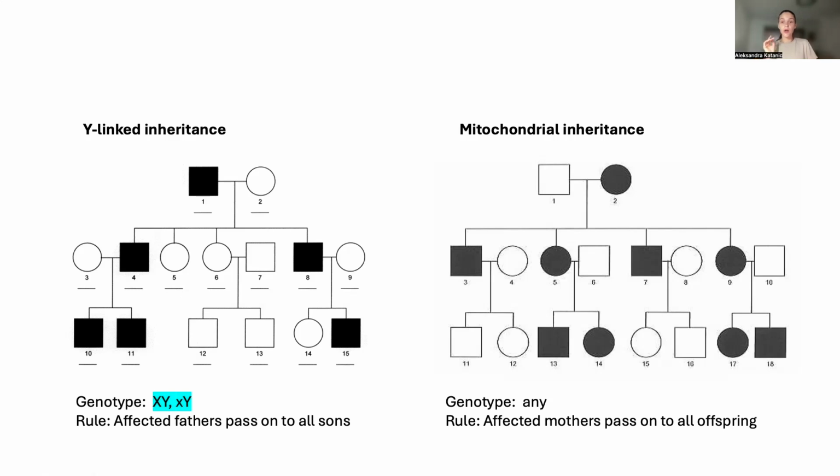Let's do two questions here. Why are females not affected by Y-linked inheritance? Pause. Because females do not have the Y chromosome. Why are individuals 11, 12, 15, and 16 not affected in the pedigree on the right? So individual 11, 12, 15, and 16. How come they're not affected by mitochondrial inheritance? The answer is because although dad is affected, mum is not. And they do not inherit mitochondrial DNA from the father, only the mother.